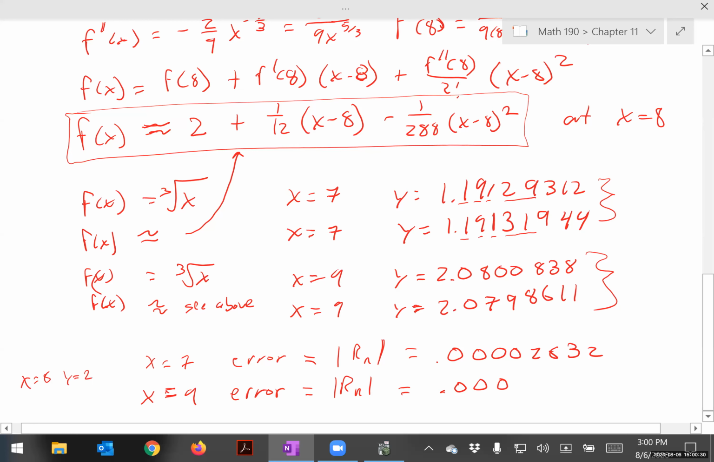At x equals 8, y equals 2. Okay, that's a done deal. You know that, because we built the Taylor polynomial to be that. So use the original minus the approximate to find the error, with the absolute value bars. Victor, does that make sense?